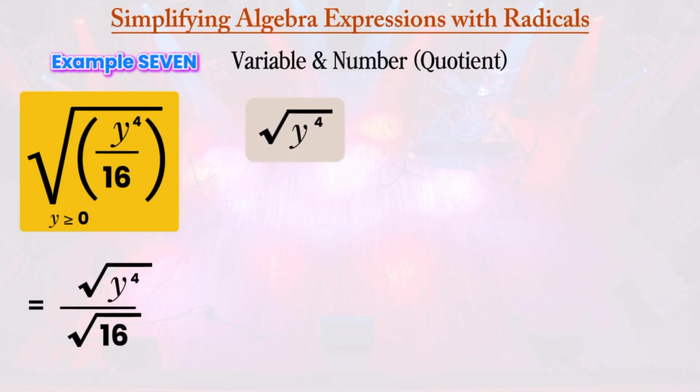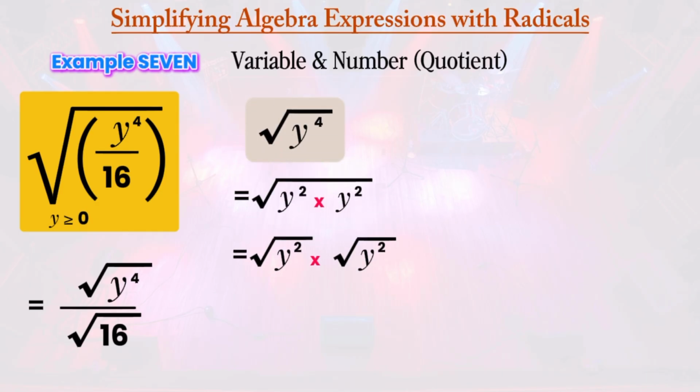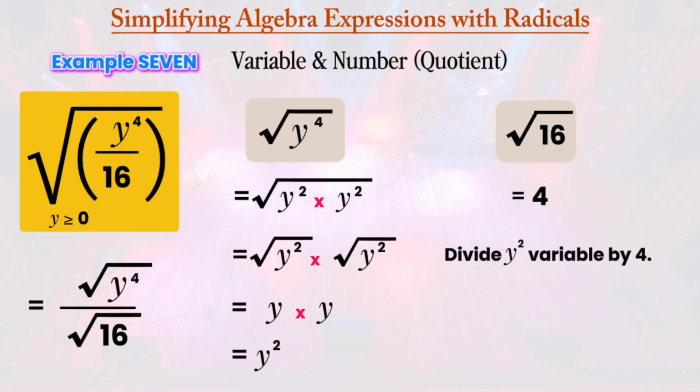Starting with the square root of y to the 4, we can write it out as the square root of y squared times y squared. The radical symbols cancel out the perfect y squares to give us y times y. That leaves us with a numerator of y squared. As for the denominator, the perfect square that is 16 becomes 4. Now put the simplified pieces together to get a final answer of y squared over 4.